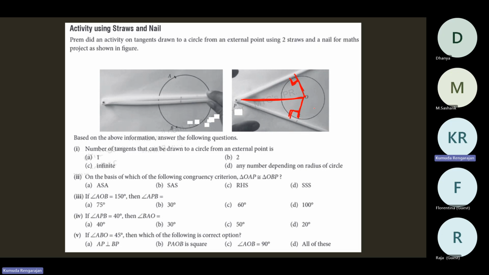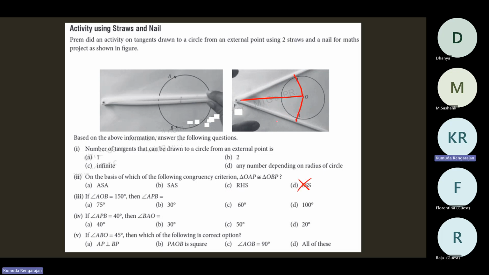So it should be RHS. Not SSS. SSS is when you say that this is equal to this. This one is a common side, and this side is equal to this side. Then it is SSS. But we cannot use PA is equal to PB. So it's not SSS.